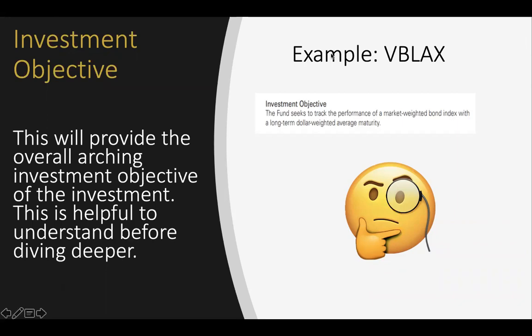Our example here is the VBLAX. This is a bond fund, the Vanguard Bond Institutional Fund. The fund seeks to track the performance of a market-weighted bond index with a long-term dollar-weighted average maturity. Very simplistic, very to the point, and it drives the overarching perspective home.